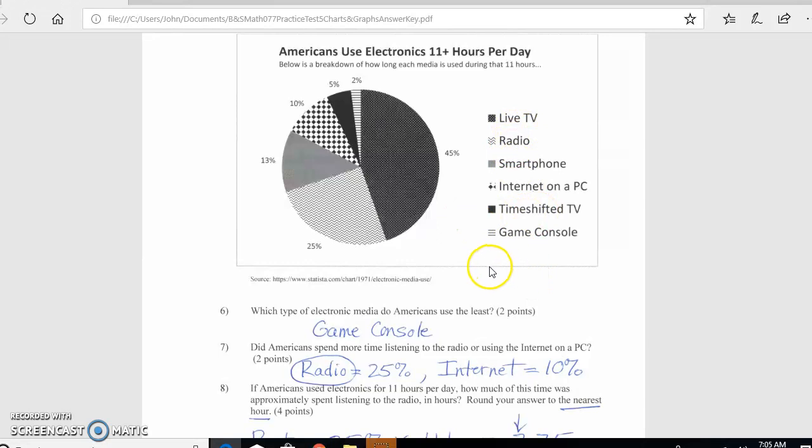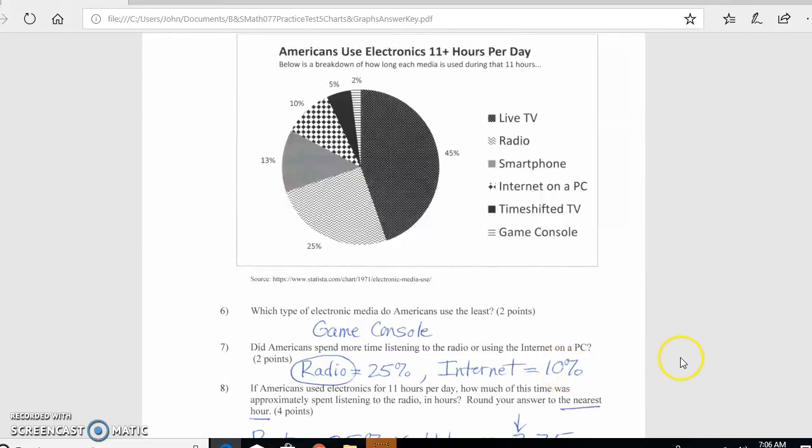And so once we have an understanding of the chart, then we can go on and look at the questions. Number 6 says, what type of electronic media do Americans use the least? So we'd look through these different sections of the chart and find which is the least, and it's this one here with the straight lines, only 2%. We would go over here and find what that corresponds to in our legend, and the straight lines is the game console, and that would be our answer, the least media used by Americans.